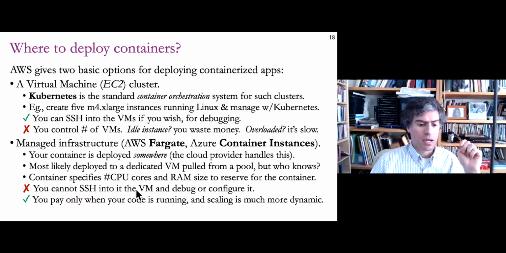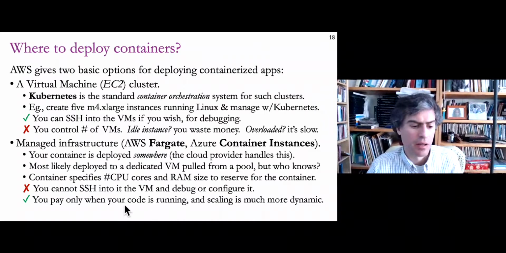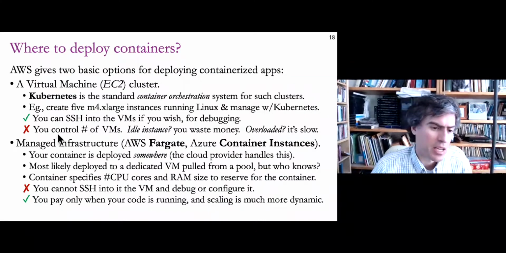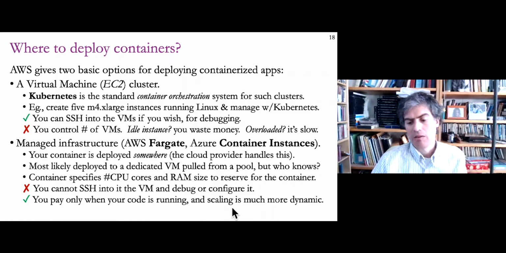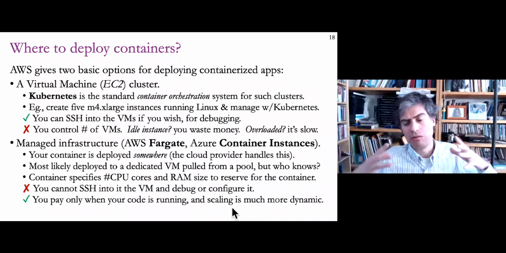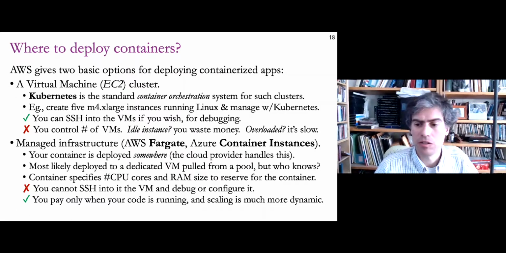The only downside here is that you don't have as much access to SSH into the virtual machine to debug it and configure it. But the plus side is that it's more elastic, and you pay only for when your code's running, and you have access to a greater pool of resources to use more dynamically. If you really need to scale up quickly, you can do that on a shorter time frame than if you had your own physical machines, or even your own virtual machines that had to spin up.